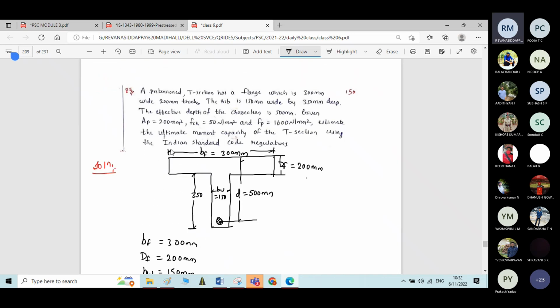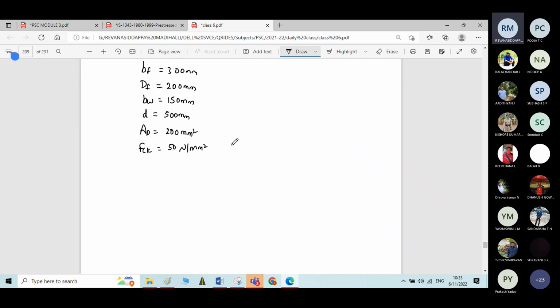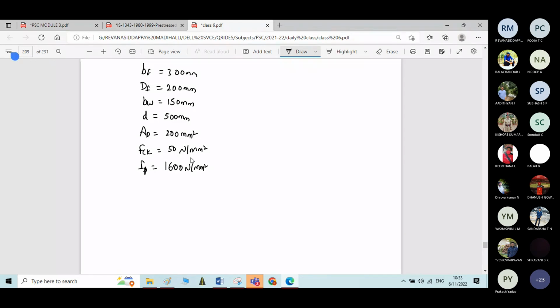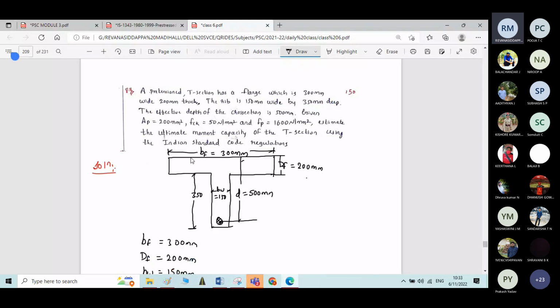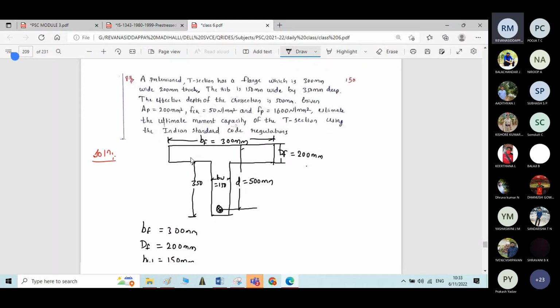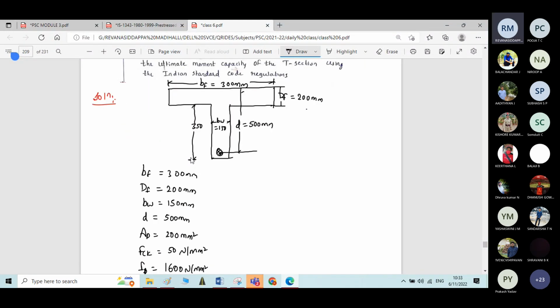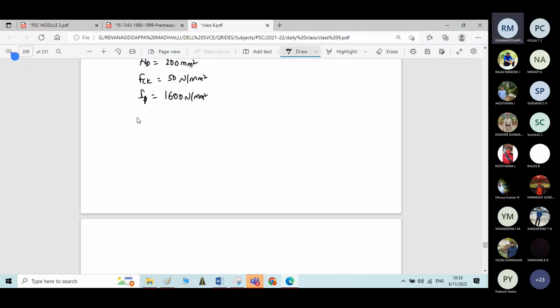Then what else is given? fp is given 1600 Newton per mm square. Okay. Here also we need to find ultimate moment carrying capacity of the T section, Mu.